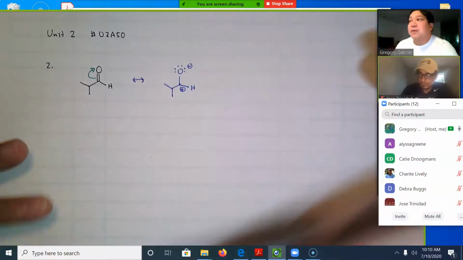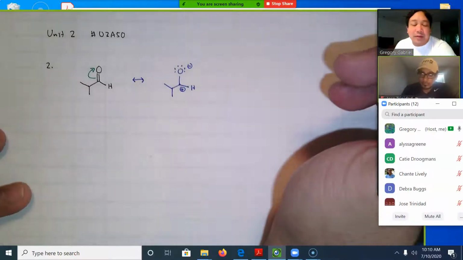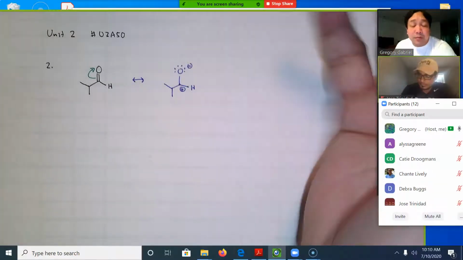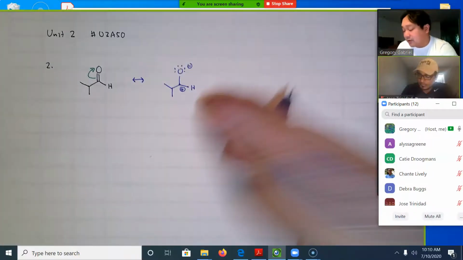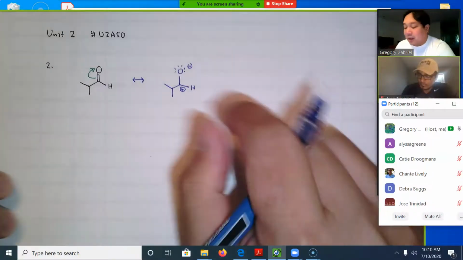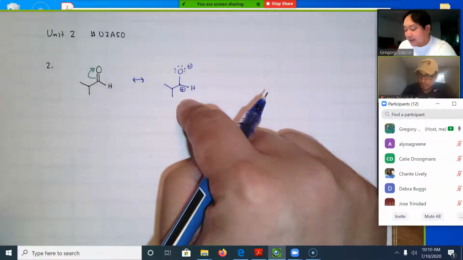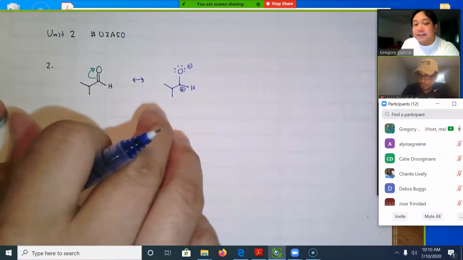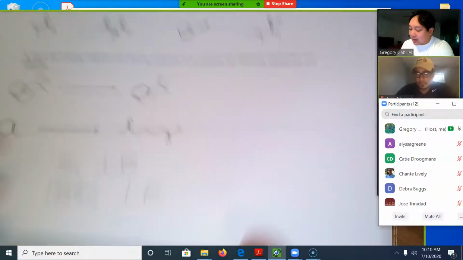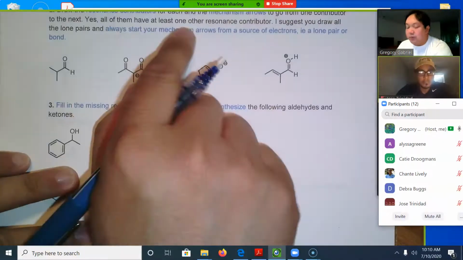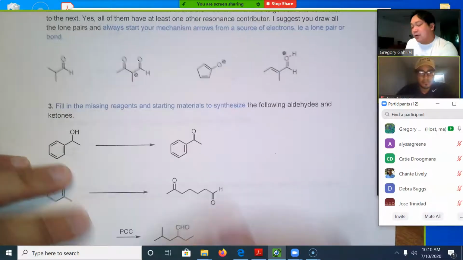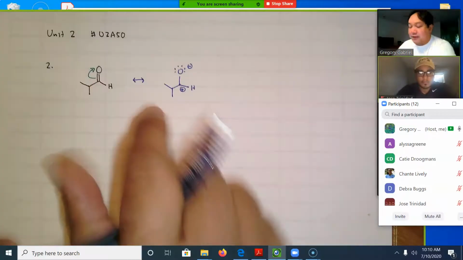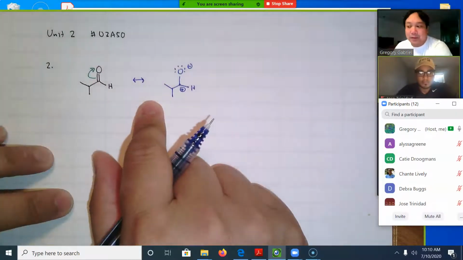And that was one of the things we talked about when picking the major contributor: you don't want to pick the one that has the separation of charge. Even though this is minor, it still exists. I did say that all of them have at least one other resonance contributor. So I would count this as the correct answer.